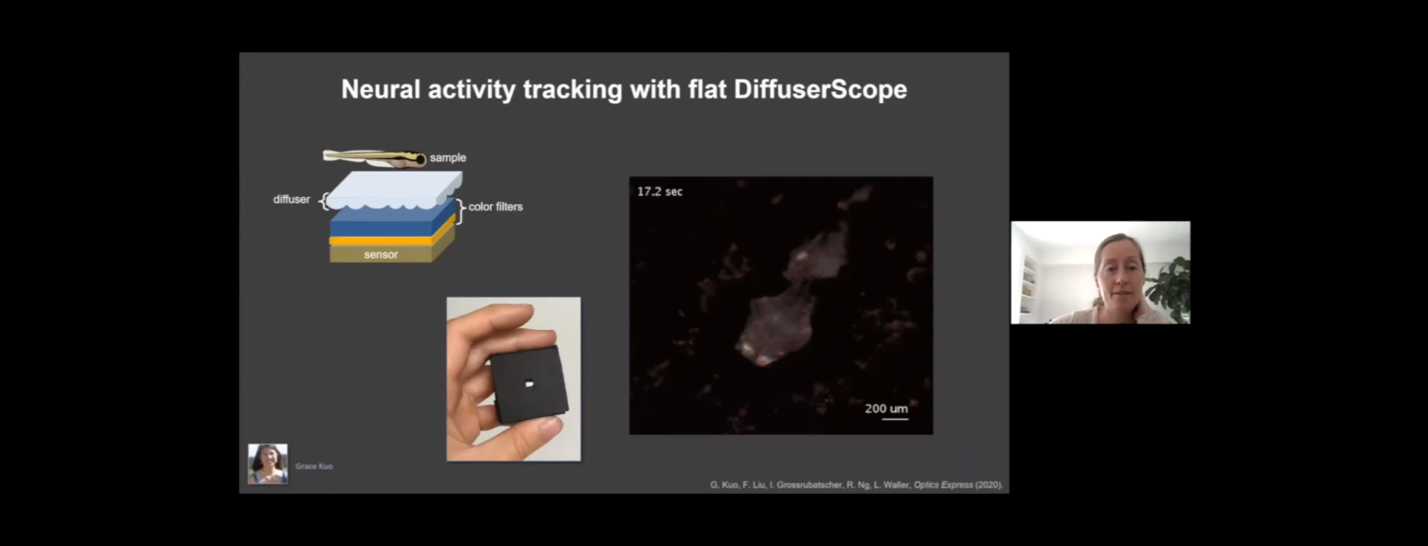Here's the flat version of our microscope. This took a lot of engineering to get working. It's very hard to get color filters working when everything is so compact, because you're coming in at high angles and the color filters don't work well at high angles. So this is neural activity in a zebrafish. These are individual neurons firing, you can see over here.